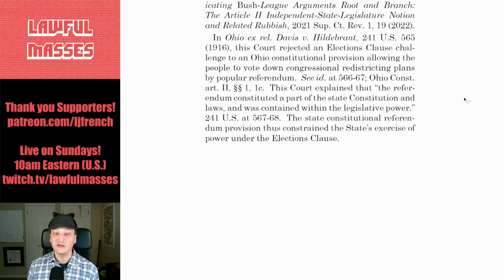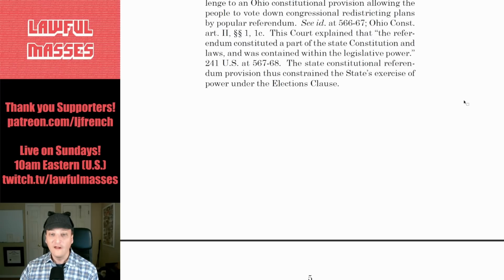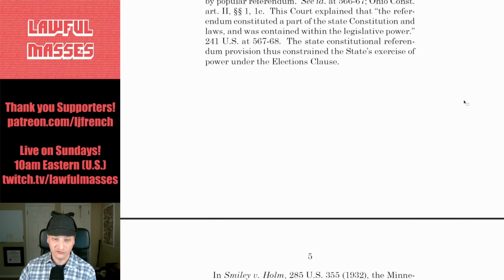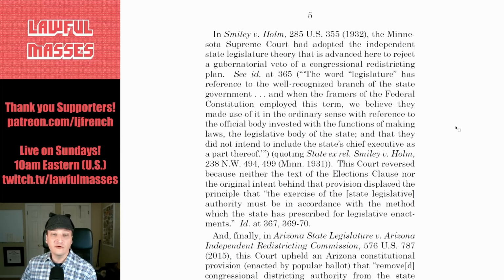This court explained that the referendum constituted a part of the state constitution and laws and was contained within the legislative power. The state constitutional referendum provision thus constrained the state's exercise of power under the Elections Clause. In Smiley versus Holm in 1932, the Minnesota Supreme Court had adopted the independent state legislature theory that is advanced here to reject a gubernatorial veto of a congressional redistricting plan.